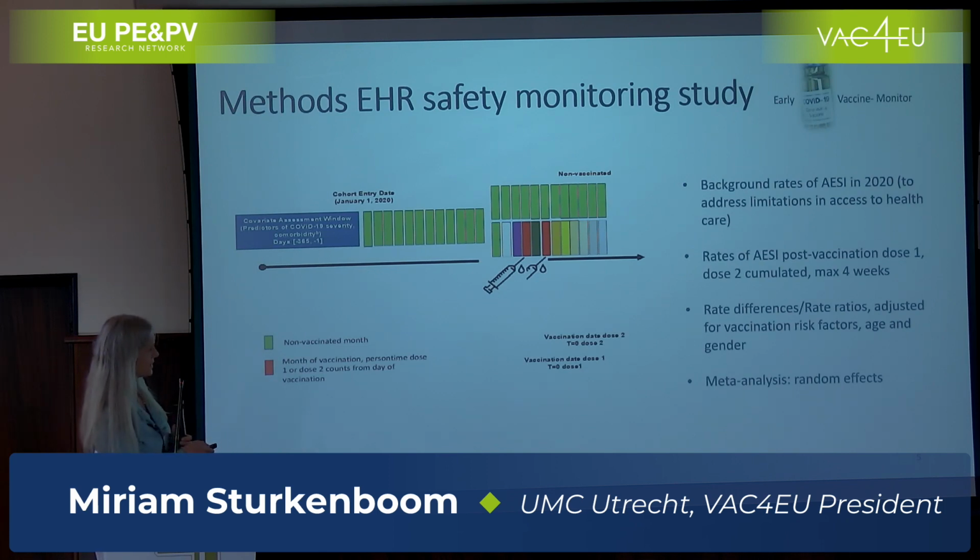The events were accumulated actually, to calculate the post-vaccination rates and compare that with the rates in 2020. We chose 2020 because this was the time of the lockdown where healthcare access was less than usual. So the choice could also be to use rates from 2017 or 2019 that we had estimated in ACCESS, but we wanted to use this because of lockdown measures. All of the rates were done, differences were calculated and also adjusted rate ratios. And then meta-analysis with random effects.